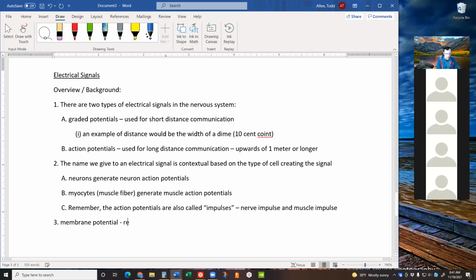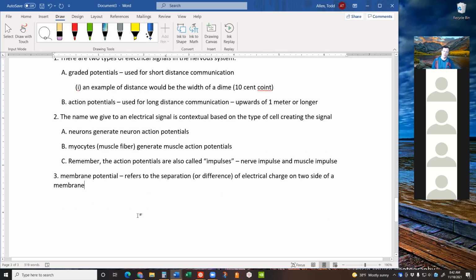So membrane potential refers to the separation or difference of electrical charge on two sides of a membrane. Obviously, the membrane we're interested in is the plasma membrane of the cell. So we're talking about the separation of electrical charge on the inside versus the outside of the plasma membrane of either a neuron or a muscle fiber. For right now, we're in the nervous system chapter, so that's how I'm focusing the conversation on the nervous system.